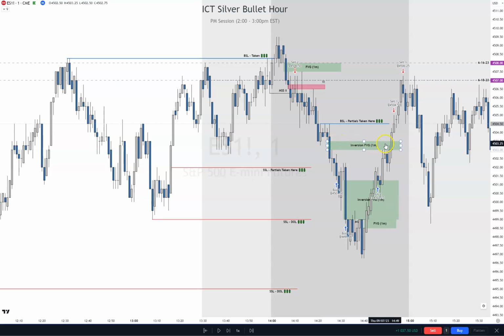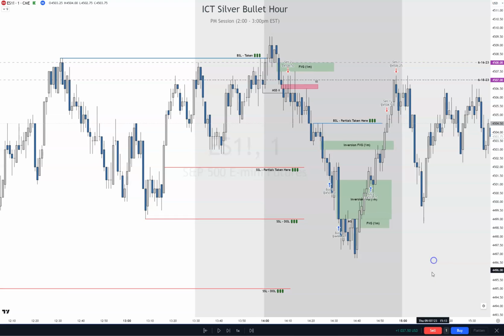and when we traded past this fair value gap, making that an inversion fair value gap, we felt a little safer on our trade, and we took a partial, about 60 to 70%, moved our stop to break even, and then we got taken out at the new week opening gap. So those are your 2 Silver Bullet trade setups for Thursday, September 7th.